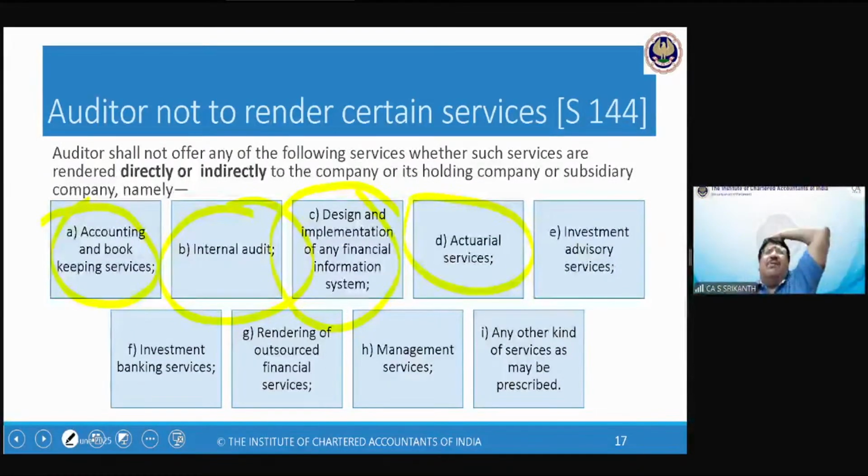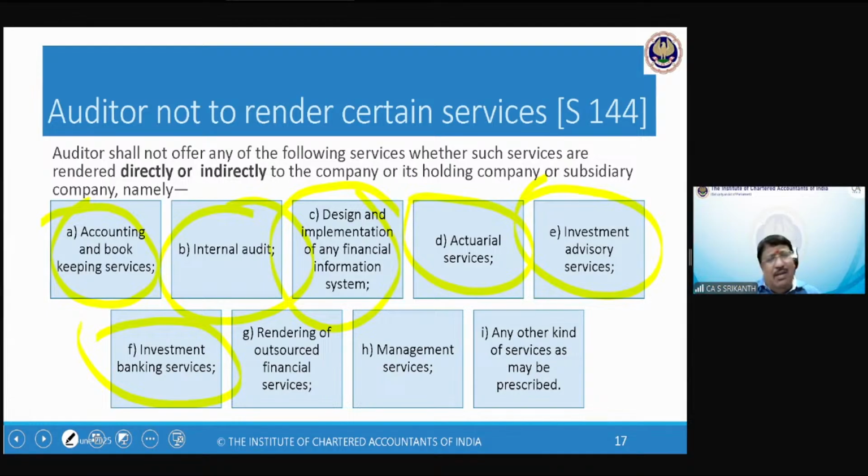Actuarial services are rarely done by CA firms, but if they have a qualified partner who can do it, then also such services cannot be rendered to an auditing company. Investment advisory services, not possible. Investment banking, for example, they want you to become a consultant for taking the company to the IPO or first level funding. Sorry, you can do it, but then you cannot be statutory auditor. You can't do both. Don't do what Arthur Andersen did and many of the people are doing. Don't try to milk the same cow on everything.